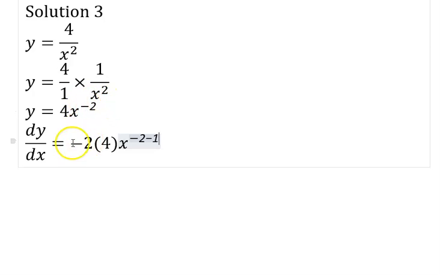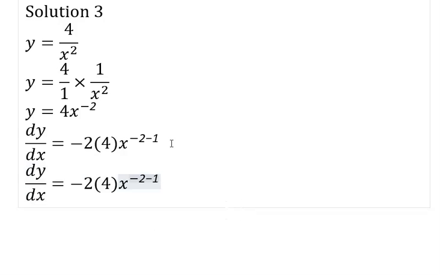You bring this -2 back, 4x raised to the power -2, then you subtract 1 from it. So with this, -2 - 1 will give you -3. And -2 times 4 will give you -8. So we have -8x raised to the power -3.